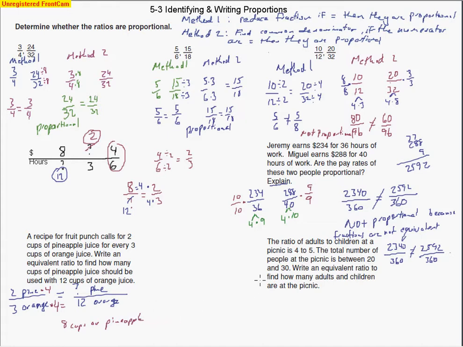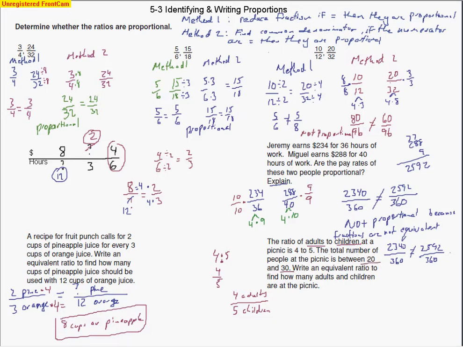Well, let's take a look at the next one, and it says the ratio of adults to children at a picnic is 4 to 5. So 4 to 5 could be written a few different ways. We could see it this way with the colon in between, or you could write it as a fraction. Now, I'm going to use the fraction form. So adults to children, adults is 4, and the children is 5. And so what we'll end up doing is trying to come up with an equivalent ratio for this. So let's take a look at the first.